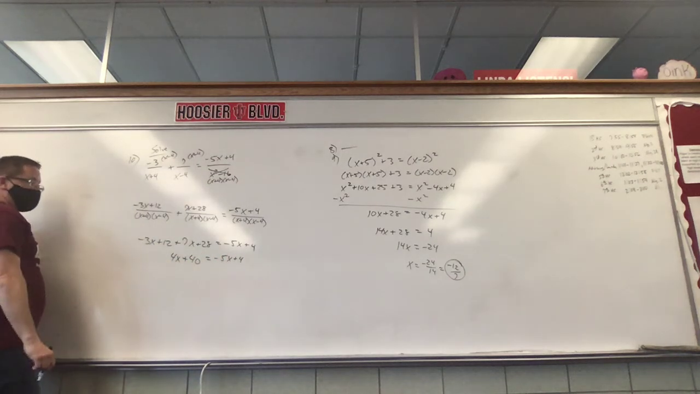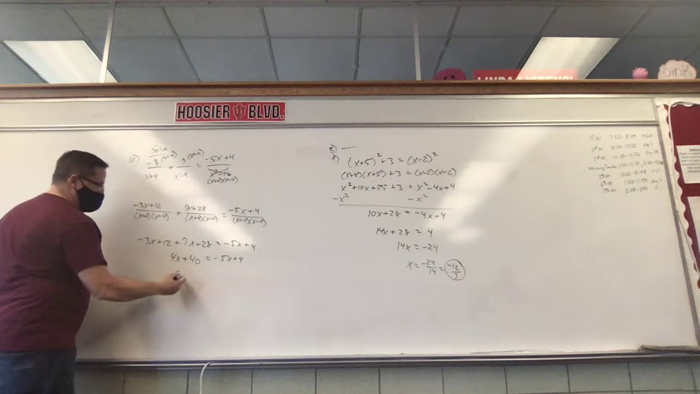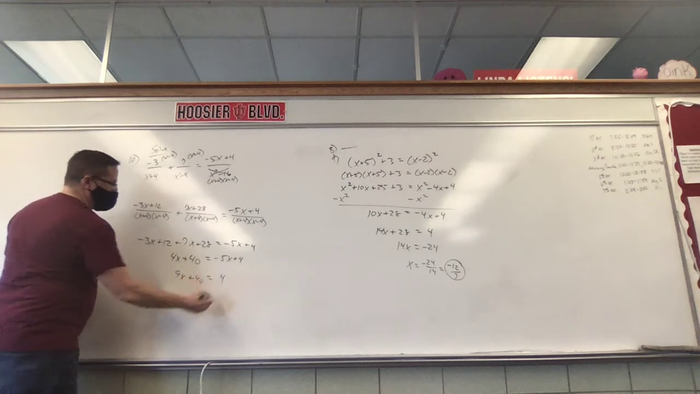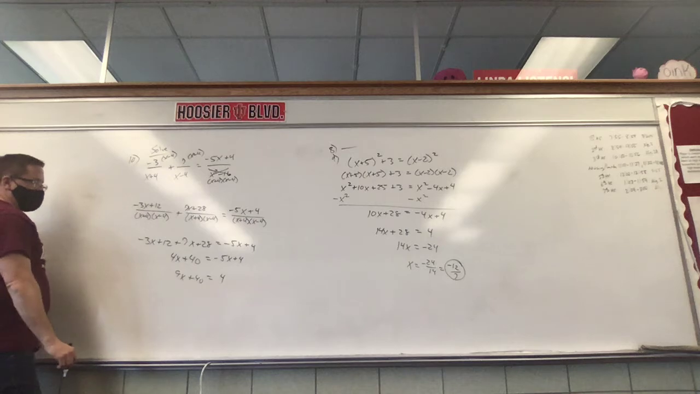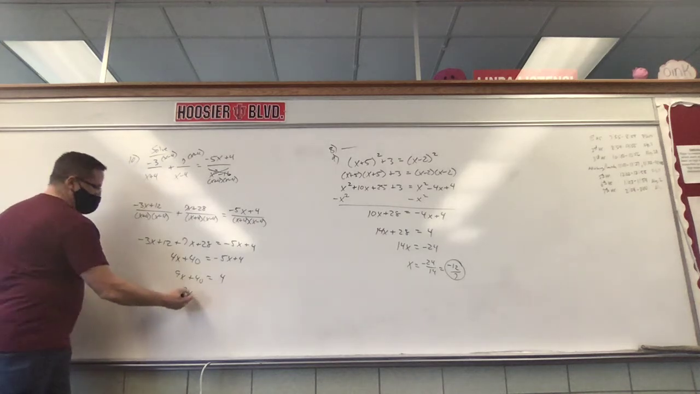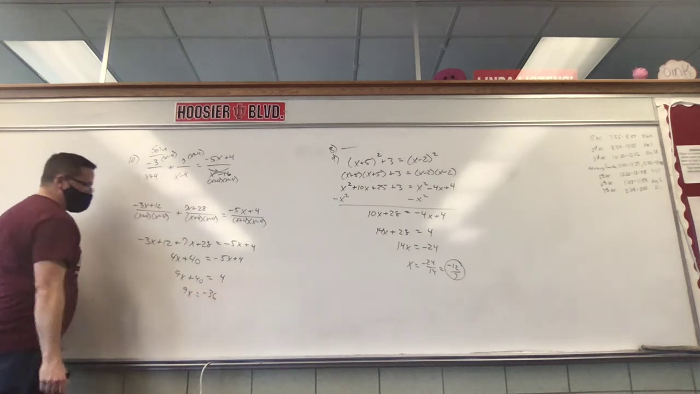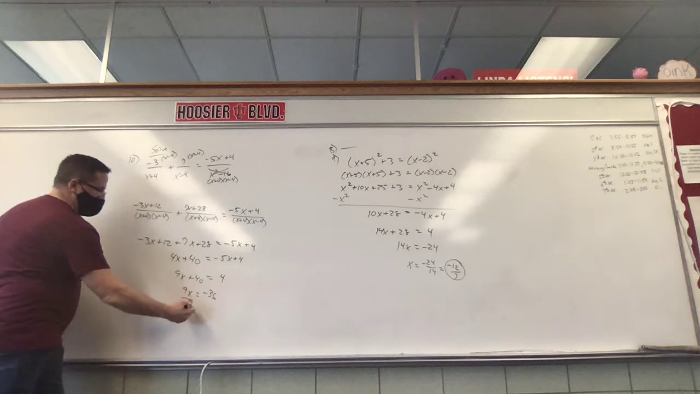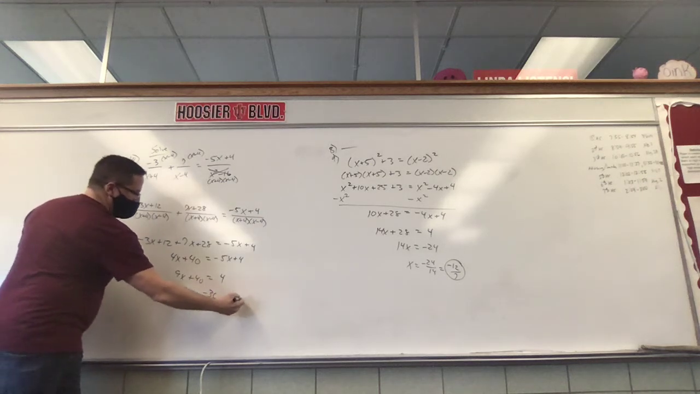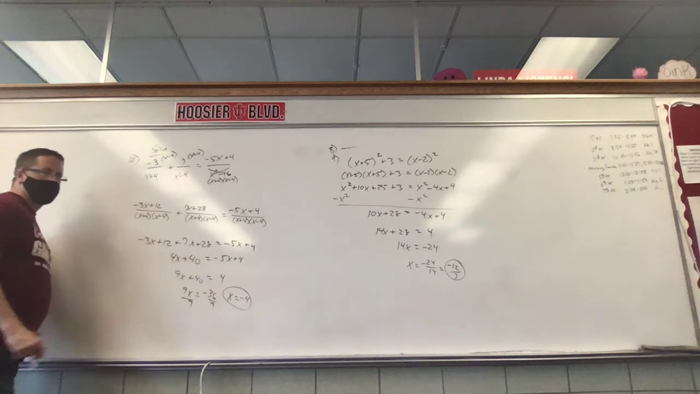Then I'm going to add 5x to each side. 9x plus 40 equals 4. I didn't show that, but I added 5x to each side. Subtract 40 from each side. 9x equals negative 36. And we divide by 9. x is negative 4.